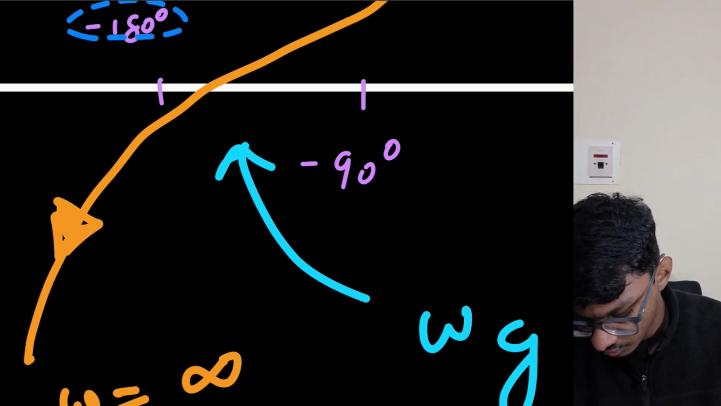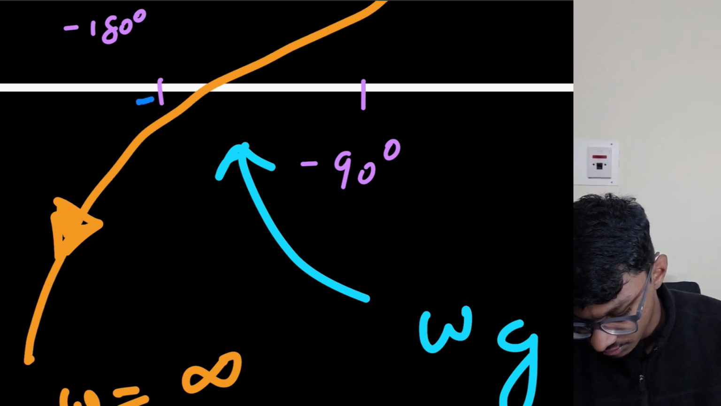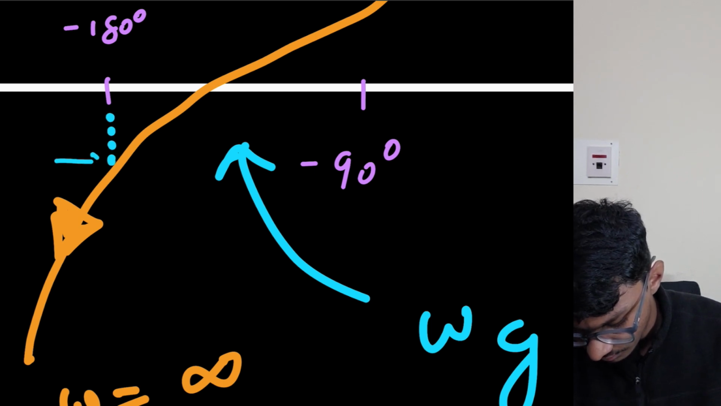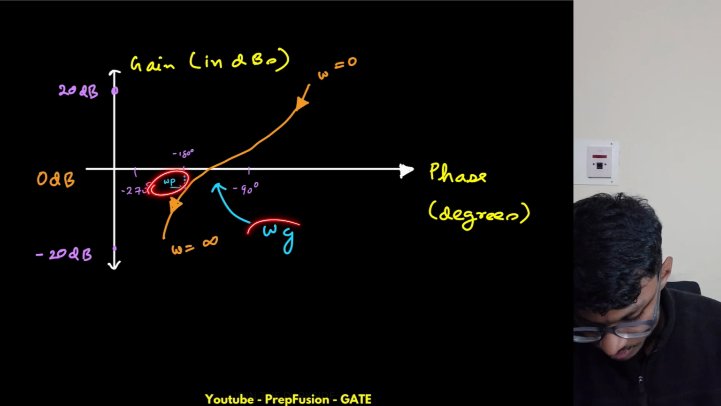So what I will do, I just move this a bit here, because else I will not be able to annotate through this. So this will be a bit difficult for me. Oh no, why is this not moving? Yeah, now it's moving. So I will again draw a line parallel to this, and this point will be my omega p. So this point is my omega p and this point is my omega g.